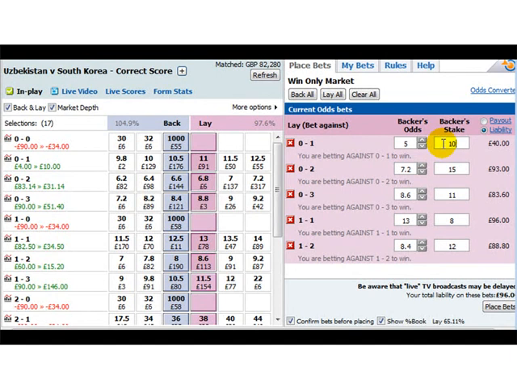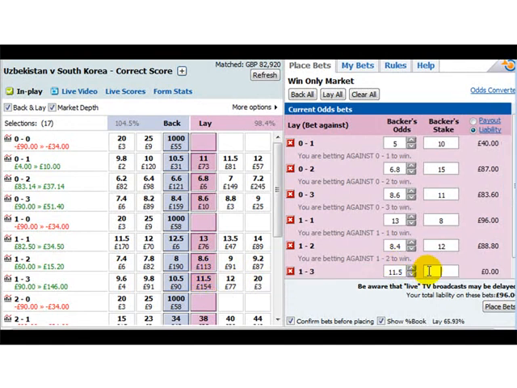Just a quick interesting stat here. Why did I choose this particular game for goals? Well, it's a third place playoff, and statistics, particularly in the World Cup over the past sort of 40-50 years, have shown that 75% of third place playoff games have over 2.5 goals in it.